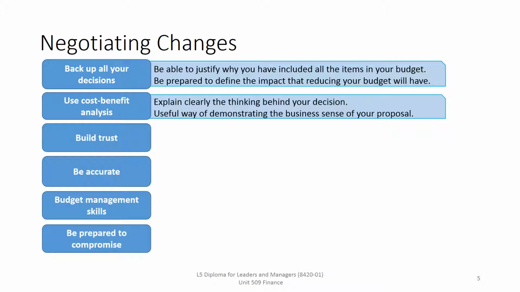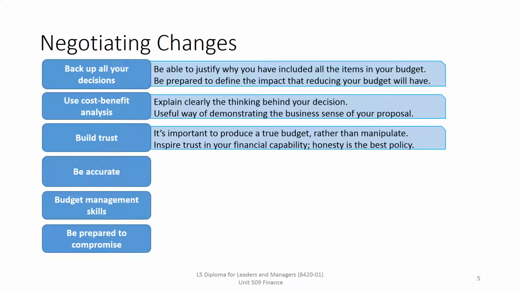And that all can help to build trust, and it's important that you produce a true budget rather than manipulating things just to satisfy people or get what you want. That's going to come back to bite you. It really is about justifying things, and it's not about getting your budget approved first time. You may have to go through negotiations, and things like deliberately overestimating costs because you think it's going to get knocked back and then you'll get what you actually wanted in the end. It just doesn't work. You need to inspire trust in your capabilities, and honesty and truthfulness is always the best policy. And that leads into making sure that it's accurate.